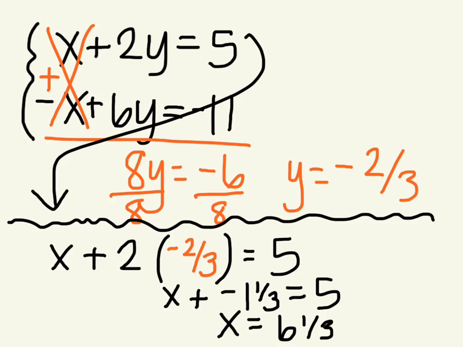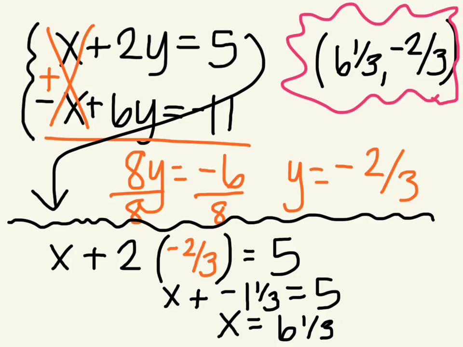My final step is to state the solution and include values for both variables. So my solution to this system of equations would be 6 1/3, and negative 2/3. Follow these six steps and you will be successful at solving systems of equations by using the combination method. If you have questions, please let me know.